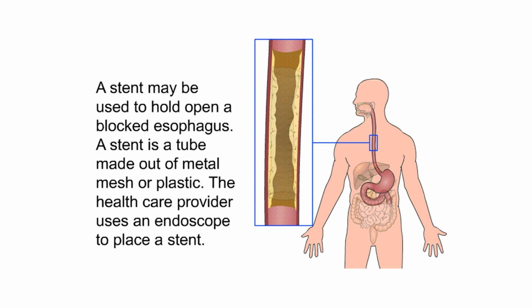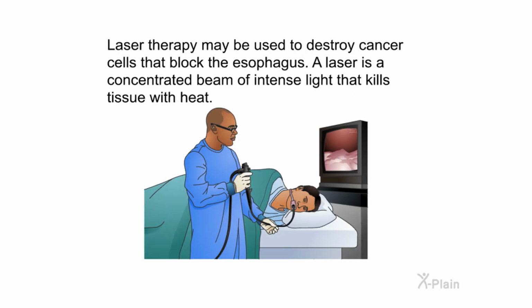A stent may be used to hold open a blocked esophagus. A stent is a tube made out of metal mesh or plastic. The healthcare provider uses an endoscope to place a stent. Laser therapy may be used to destroy cancer cells that block the esophagus. A laser is a concentrated beam of intense light that kills tissue with heat.